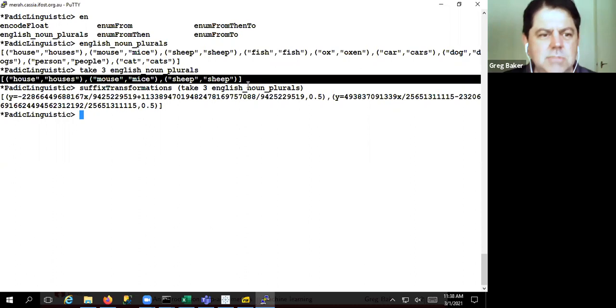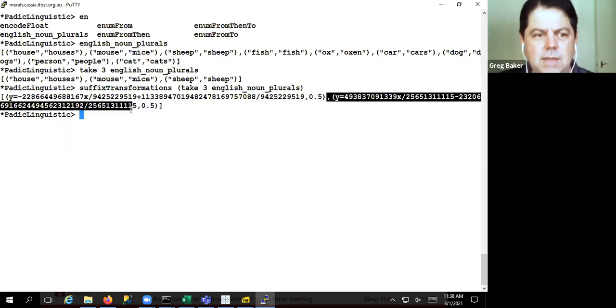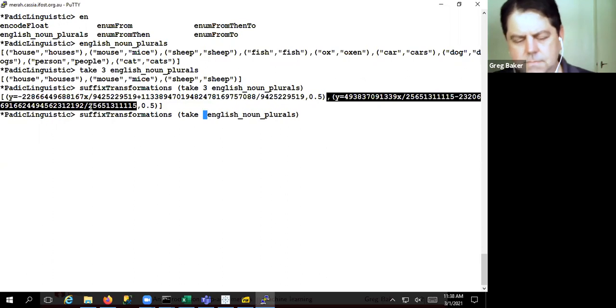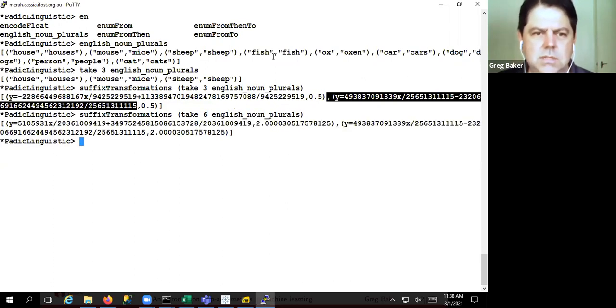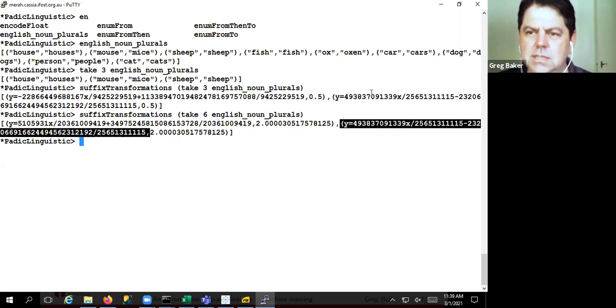And so, pedantically, it comes up with a number of different possible lines through that. I haven't yet written some code to make that a little bit easier to make sense of, but it manages to find some lines that at least will produce an integer result. Let's take, say, 6 data points. So this is now, it's also got fish, ox, and car and cars. And again, it's come up with 2 possibilities, and you'll see that there's something very similar happening here. One of those lines has stayed the same.